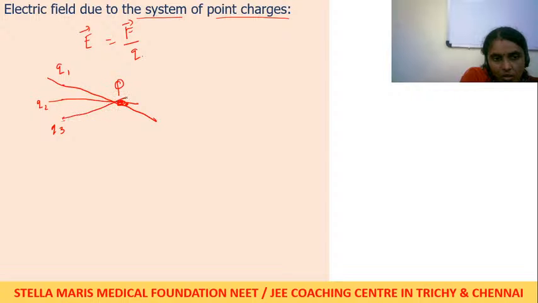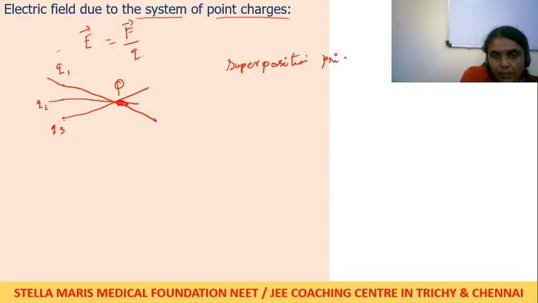Also the number of charges Q1, Q2, Q3 are present here. For this point charge, we are going to find out the electric field due to these multiple charges. Did you understand? Here we find the electric field of that point charge due to these multiple charges. Did you understand this concept? So here we are going to use what principle? Superposition principle. We have already known that.